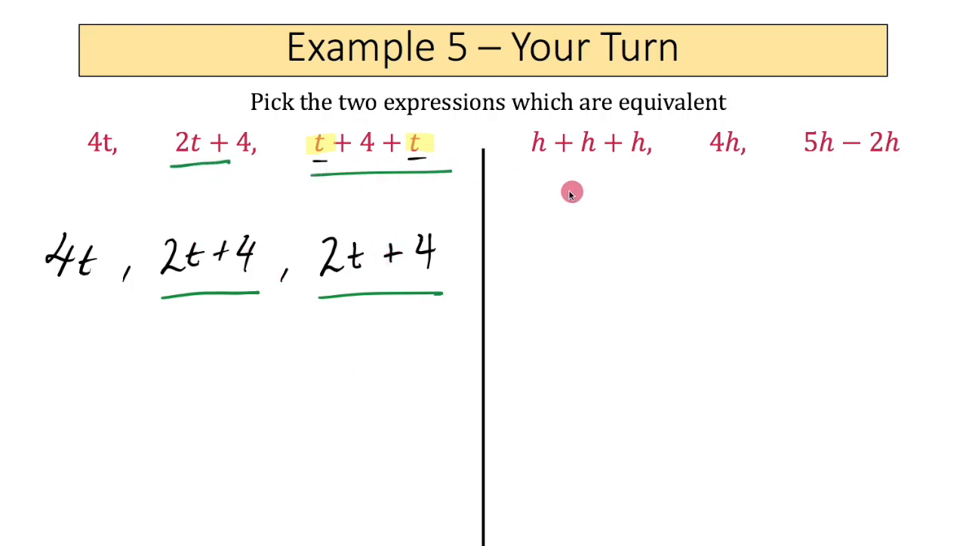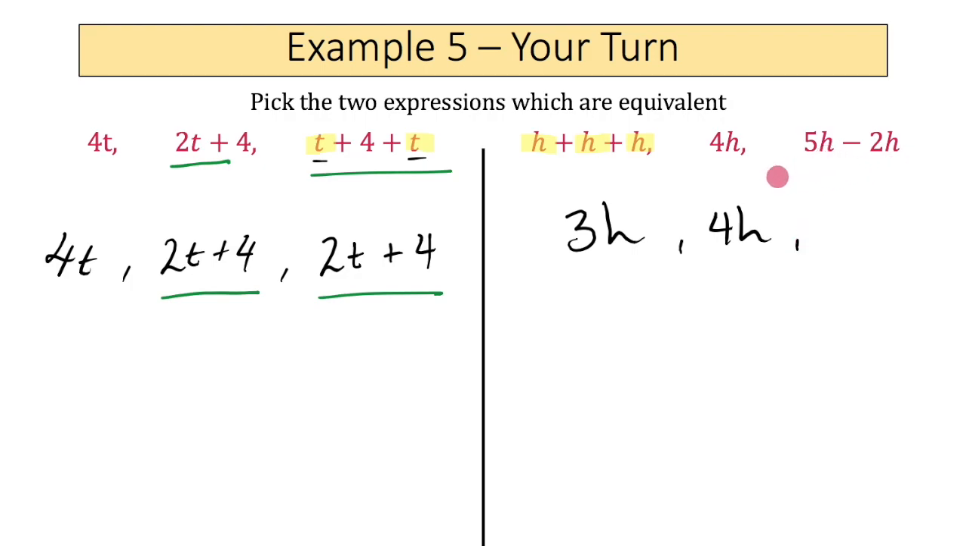Let's now do the next question, in which I have h plus h plus h. Then I have 4h, and then I have 5h minus 2h. Now, h plus h, all of these are like terms. H and h and h, they're all like terms. So that is 3h. This over here is 4h.